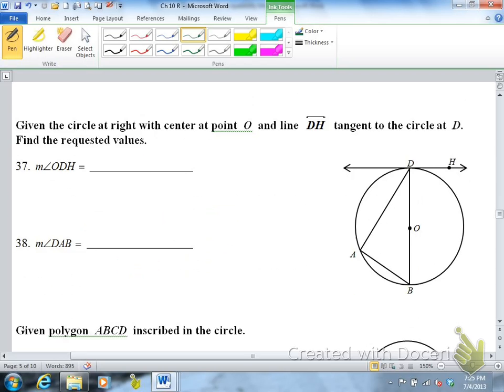Let's see, ODH, that is perpendicular. You have a radius and a tangent line, so the answer to 37 is 90 degrees. DAB, notice that this intercepts a semicircle. The arc is 180 degrees, and then the inscribed angle is half of that, so this would be 90 degrees as well. So both answers are 90 degrees.